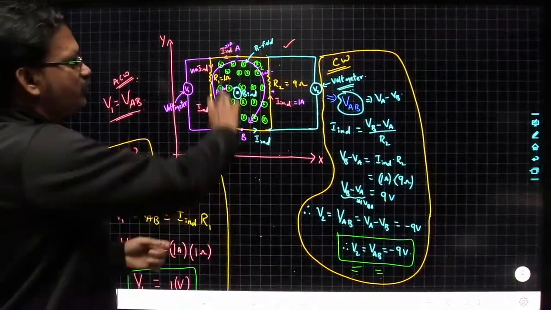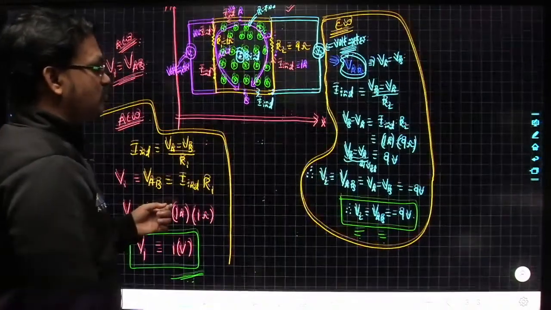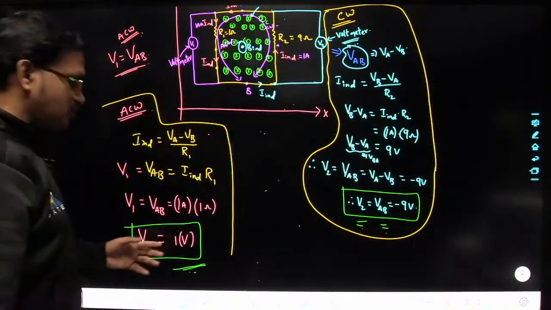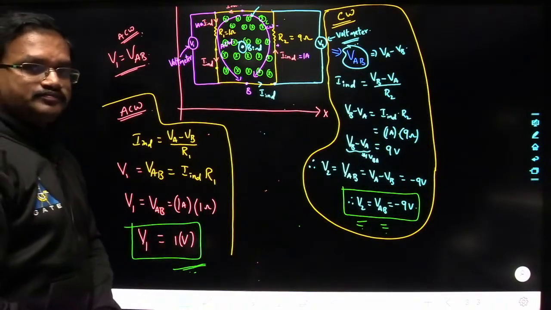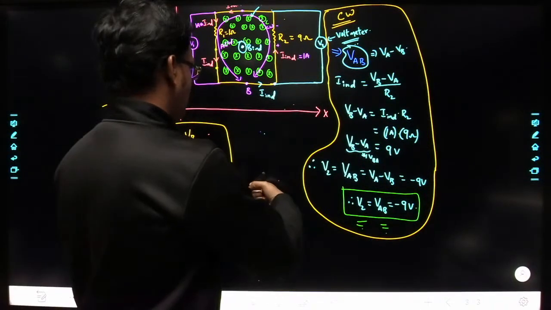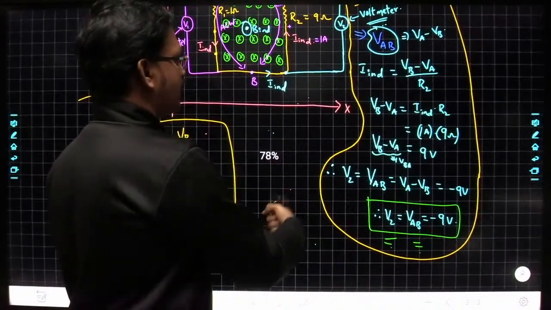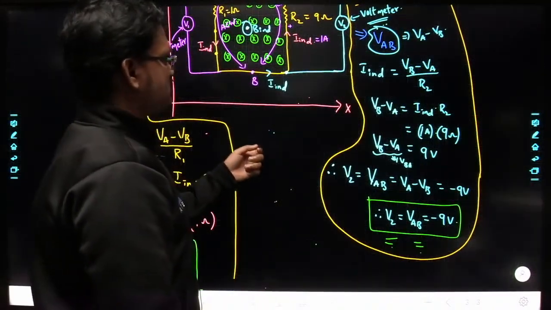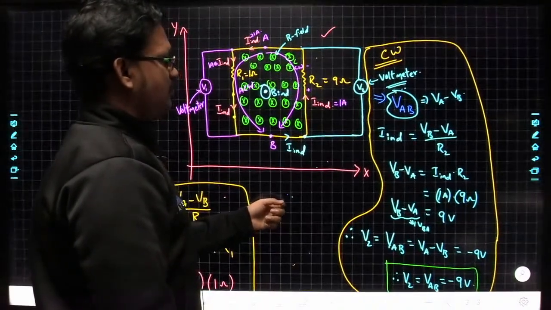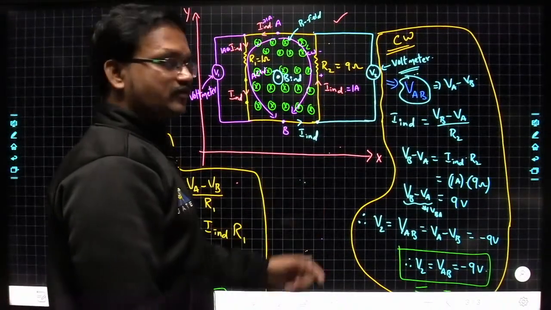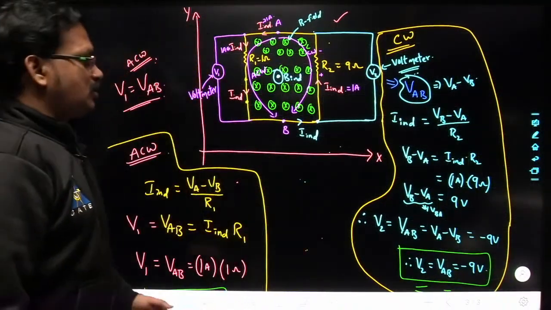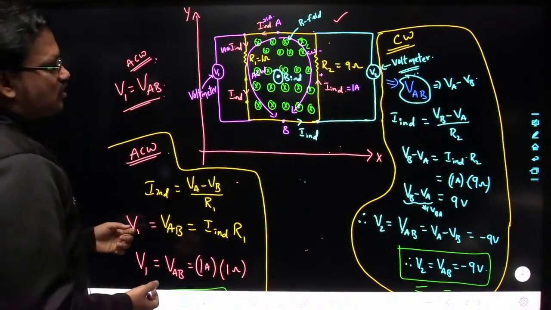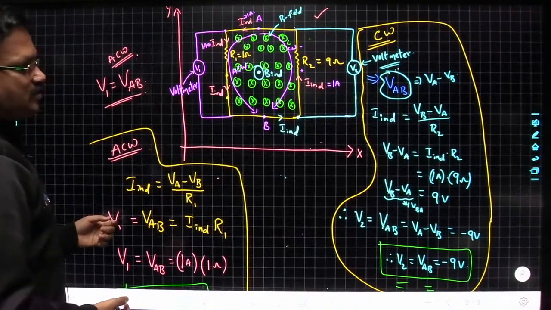Here if you move in clockwise direction you are getting minus 9 volts, if you move in anti-clockwise direction you are getting 1 volt, right? So it is somewhat hard to digest here, because this is maybe the first time we are dealing with a non-conservative field. But you have to understand this concept.